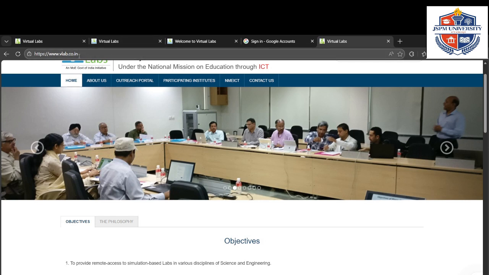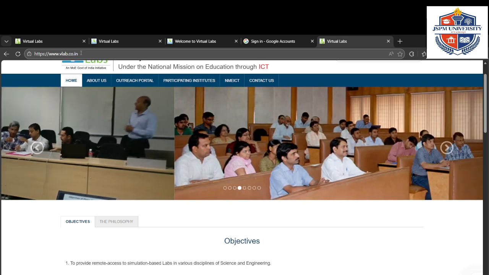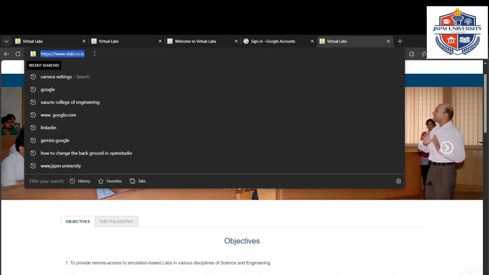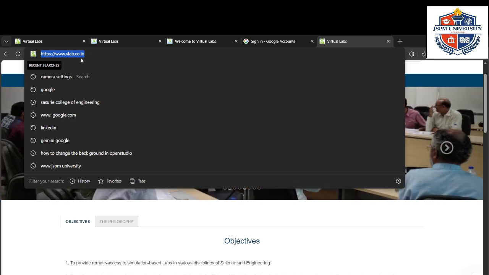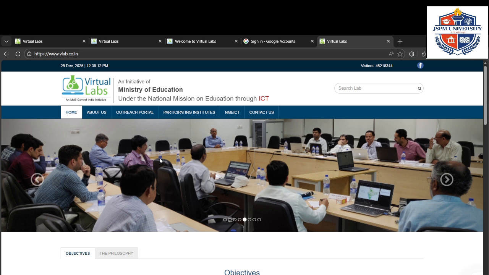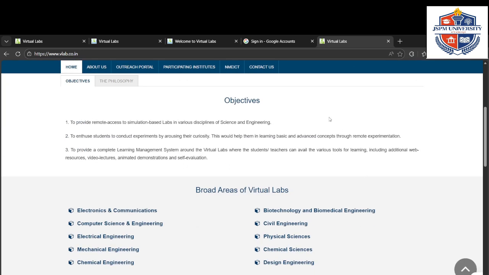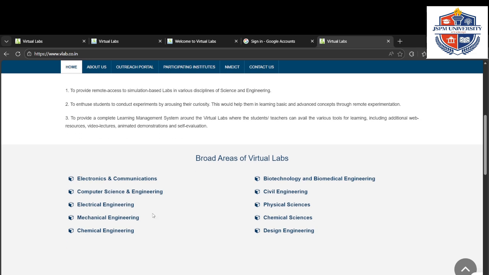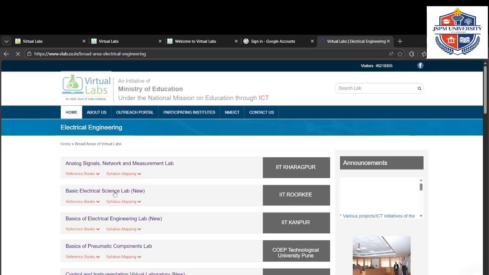On this website, we should know the domain of the website, www.vlab.co.in. This virtual lab is an initiative of the Ministry of Education with the help of reputed institution faculties. If you go below that, you can see the objectives, everything. We are moving directly to the electrical engineering lab.